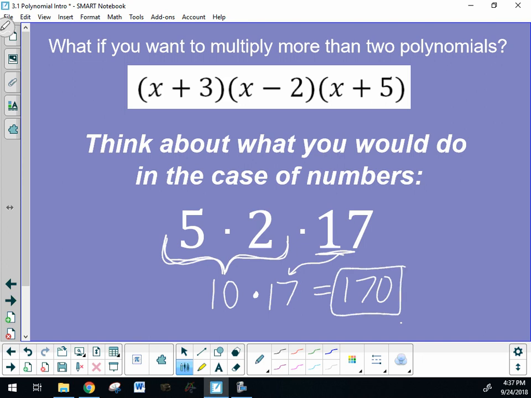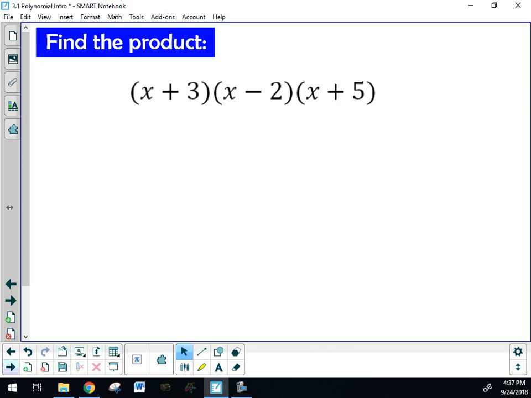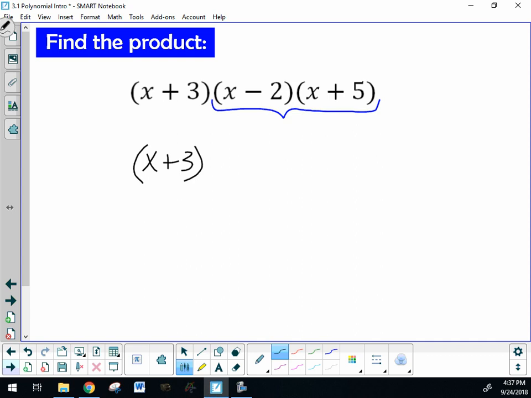We're going to use the same idea with our polynomials. If I have 3 polynomials that I need to multiply together, if we multiply 2 of them together, we can multiply that product by the third one. So I'm going to pick these 2. I just like to do it that way personally. You could go in any order. That's just my preference. So I'm still going to have to multiply by x plus 3 in a second, but first I'm going to multiply x minus 2 times x plus 5.